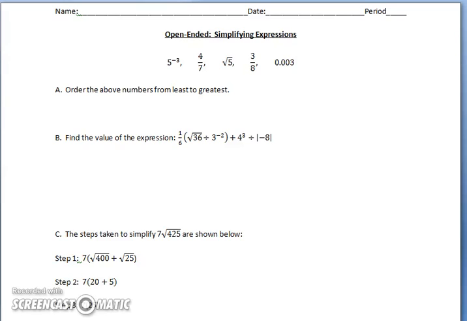Hi everybody. Today we're going to be looking at the open-ended question involving simplifying expressions. This is going to involve negative exponents, order of operations, simplifying square roots, and just overall fraction to decimal calculations. The first question says order the above numbers from least to greatest. And you see it's 5 to the negative third, 4 over 7, the square root of 5, 3 over 8, and 0.003. So to do this, we're going to change all of these numbers to decimal.